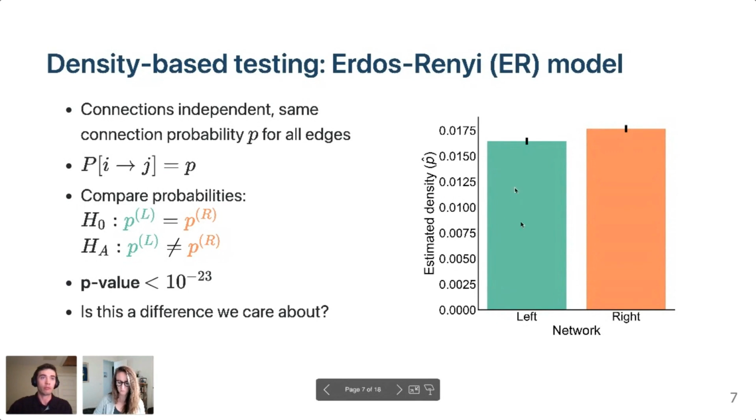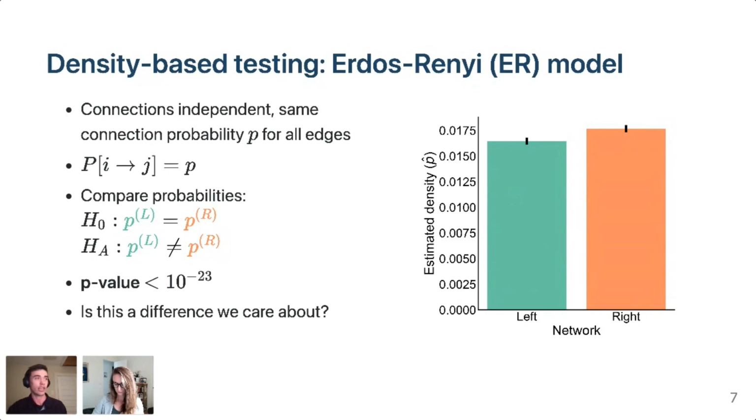You see the estimated probability is slightly lower on the left hemisphere than on the right. And if you run a statistical test, in this case Fisher's exact test, to say whether or not those two are significantly different, you get a very low p-value, lower than 10 to the negative 23. So in some sense, our job is done. The talk could be over. We've already sort of rejected this null hypothesis of bilateral symmetry.